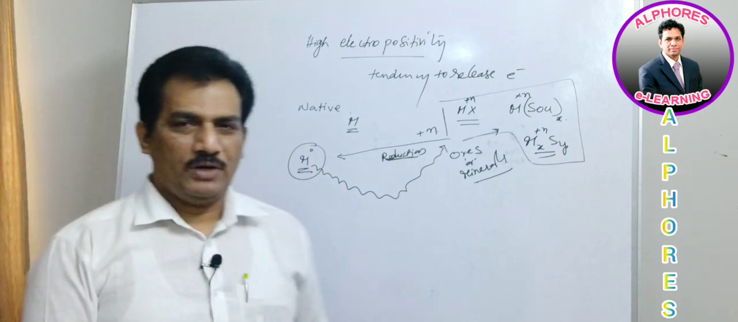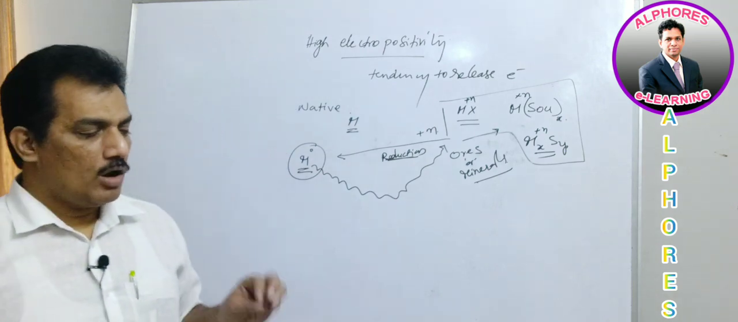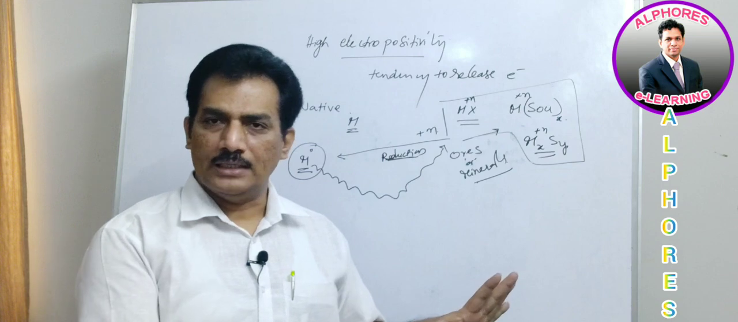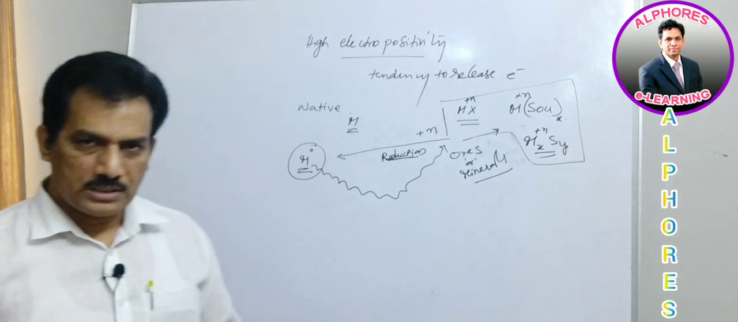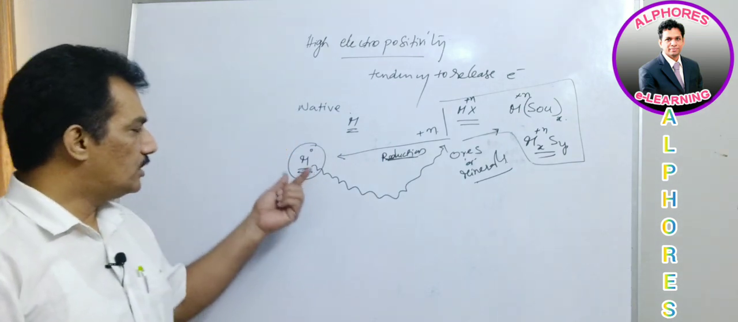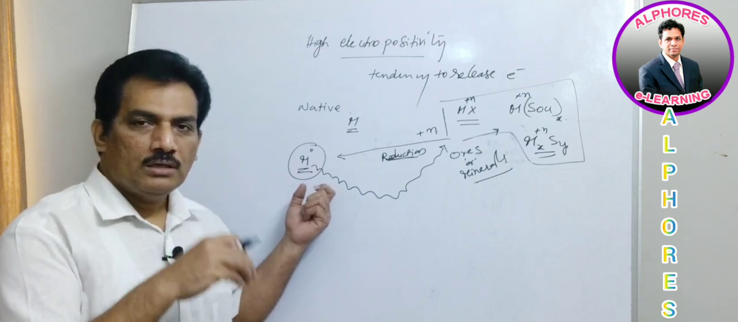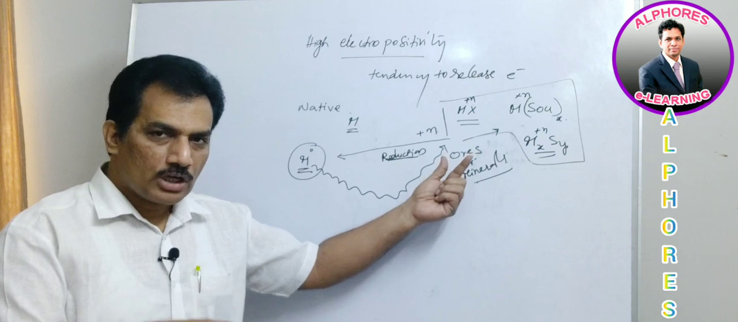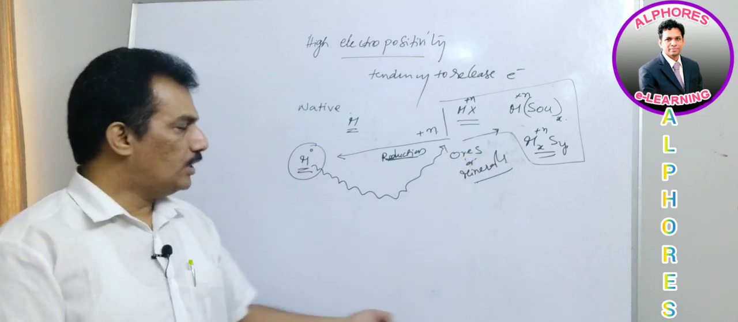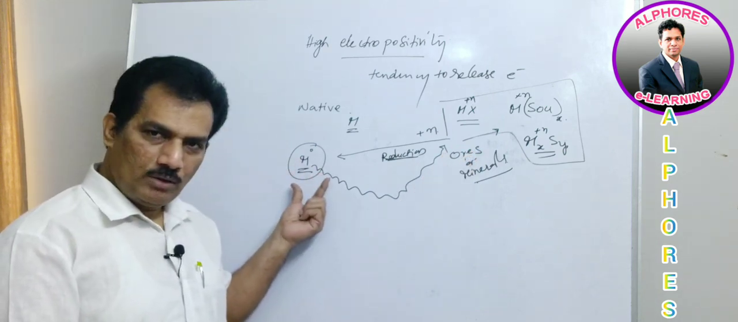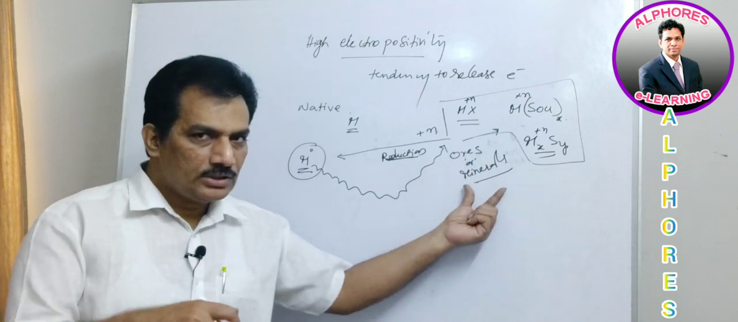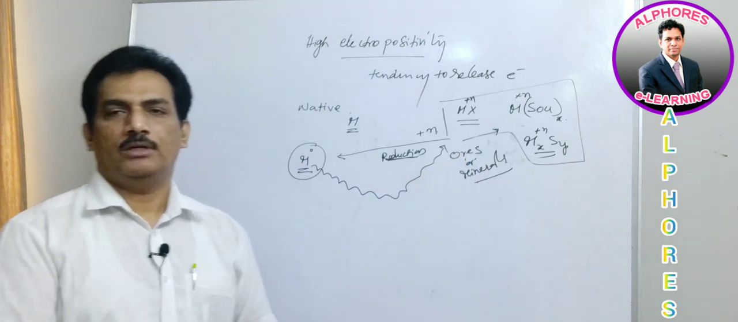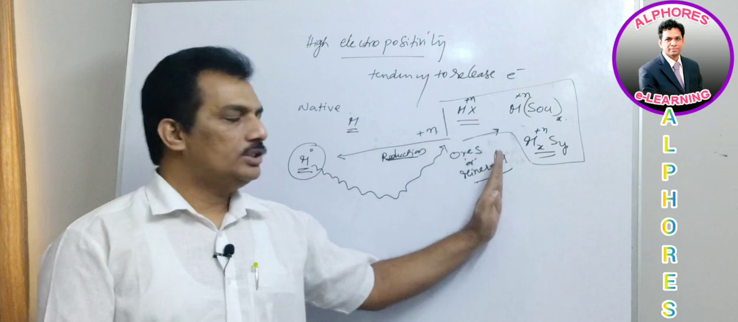When iron, for example iron metal, is not used, say one iron rod is kept aside for 2-3 years, then the metal slowly gets into its mineral form or its compound form. Why? Because instead of the metallic native form, in its oxidized form it is more stable. That's why it is getting into this.